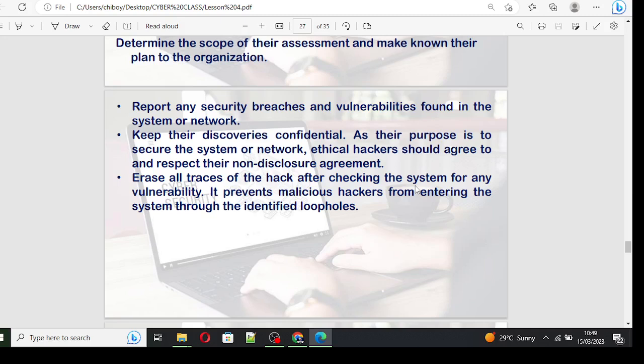This is what we talked about with the CIA triad: confidentiality, integrity and availability. Erase all traces of the hack after checking the system for any vulnerability. It prevents malicious hackers from entering the system through the identified loopholes.